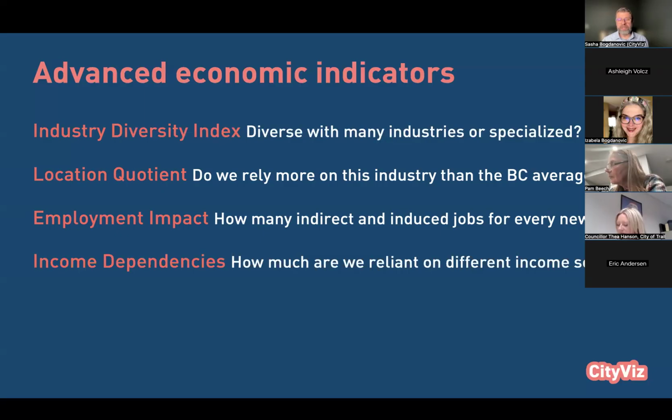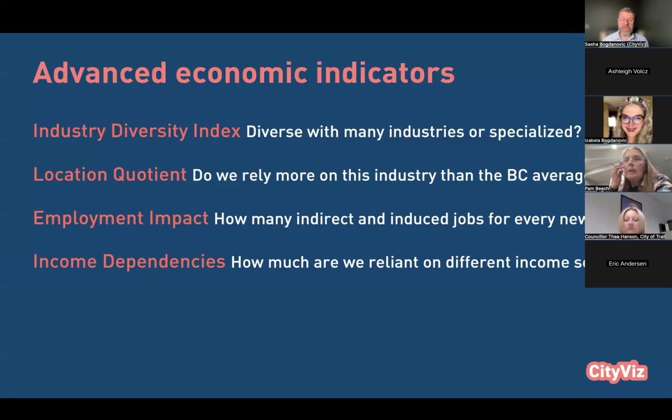Then income dependencies is another economic indicator available in this model. And it answers the question how much we are reliant on different income sources. These income sources can be particular industries like tourism or manufacturing or forestry, but it also includes other income sources such as market income, government transfers, and so on.